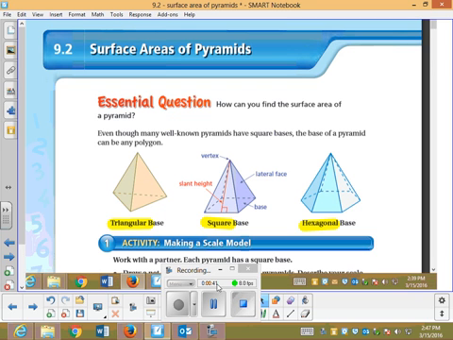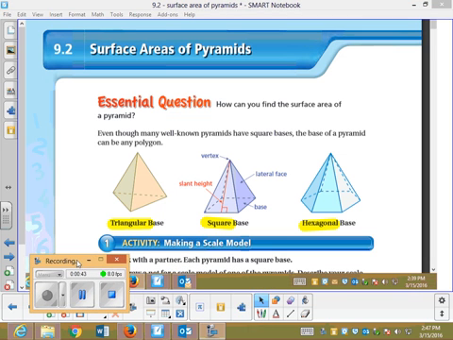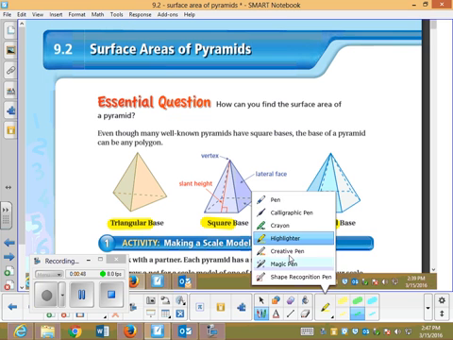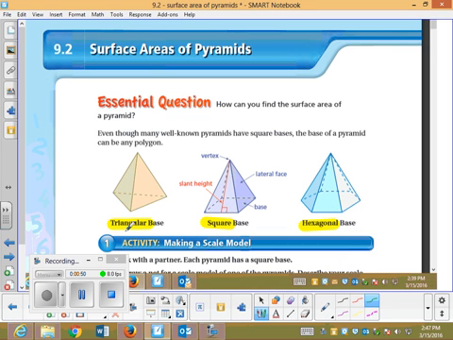But what is different about each of these is that their bases are different. For example, the first one has a triangular base because its bottom is a triangle. This one, the bottom is a square. This one has a hexagonal base because the bottom is a hexagon. So you can call these all pyramids, but each of these has a particular name because it depends on their base.